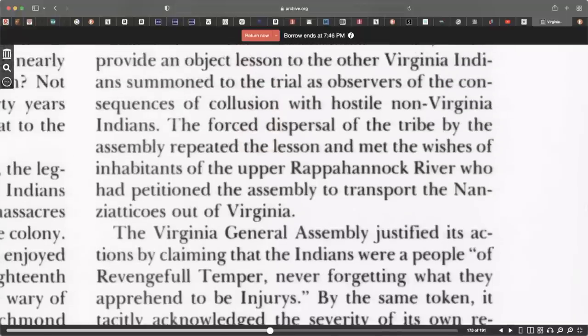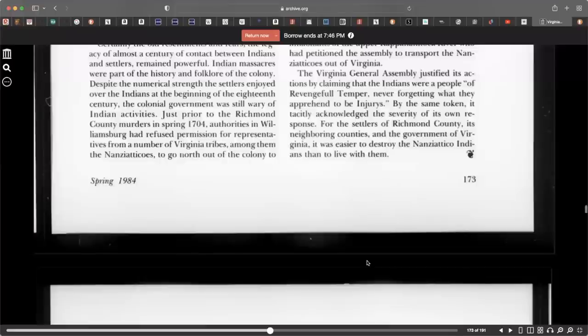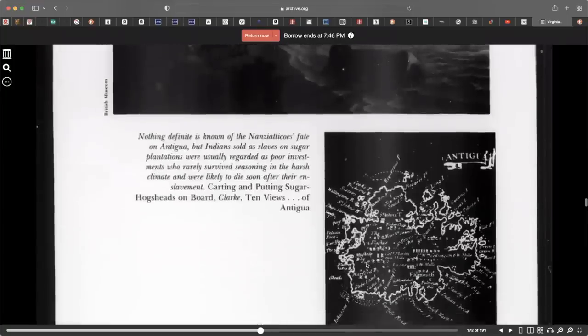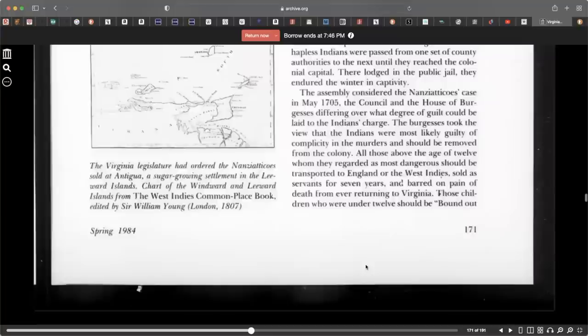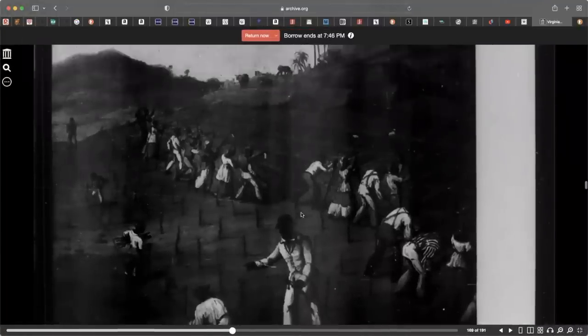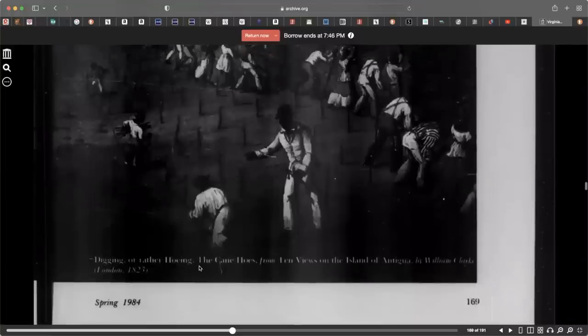So that actually is the end of this article here in this book. As you guys can see, it goes into another chapter here. But I just wanted to go ahead and read this and show you guys some of these images they're showing here real quick. So they got this image right here. Of course, this is very bad copy, the Xerox. Says here, digging or rather hoeing the cane holes, from Ten Views on the Island of Antigua.